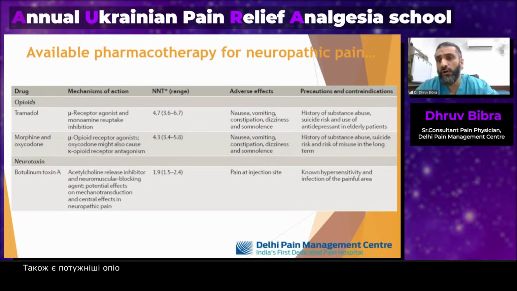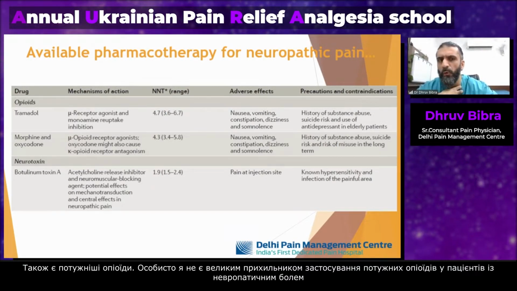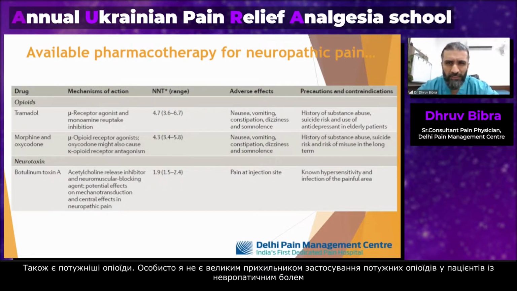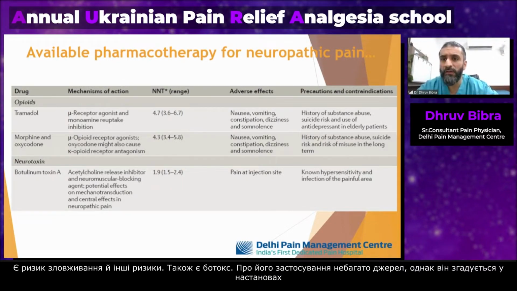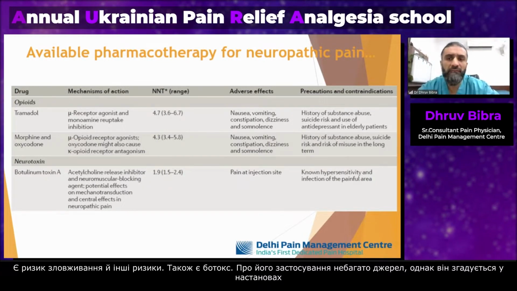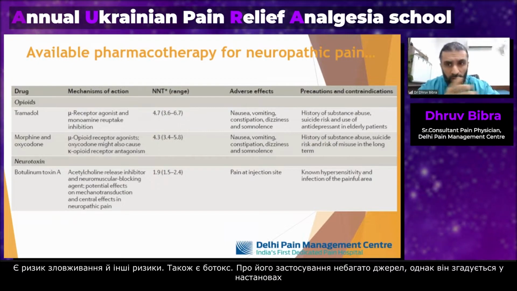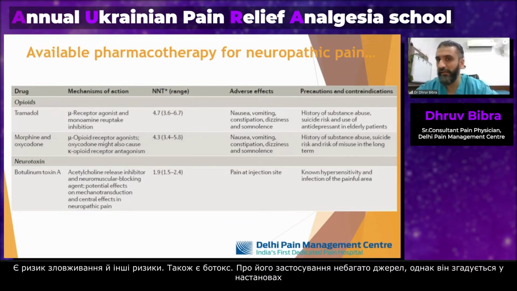And then we have the stronger opioids. Personally speaking, I am not a big fan of using strong opioids in patients of neuropathic pain unless the pain is having a VAS score of say 8 or 10 because of abuse potential, availability, and other reasons. Then we have the Botox. Not a lot of literature, but yes, it is also there somewhere in the guidelines.